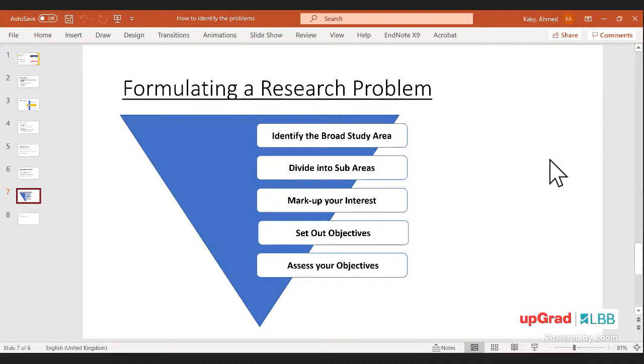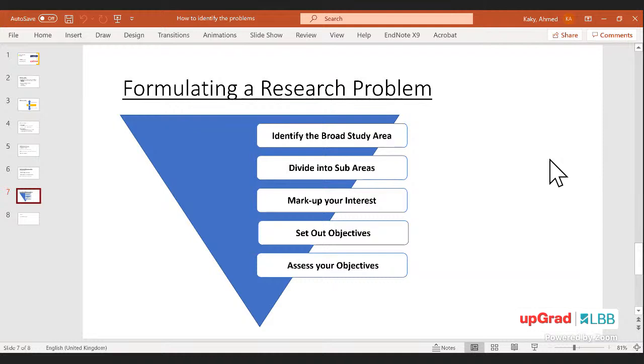Then after dividing all that broad area into sub areas, you need to identify a specific sub area, as it is almost impossible for yourself to study all the sub areas together. So you need to mark up your interest, which of these sub areas that I will pick, and I will continue work on that one. At this stage, you should select the sub area which you feel passionate about, you feel interest about.